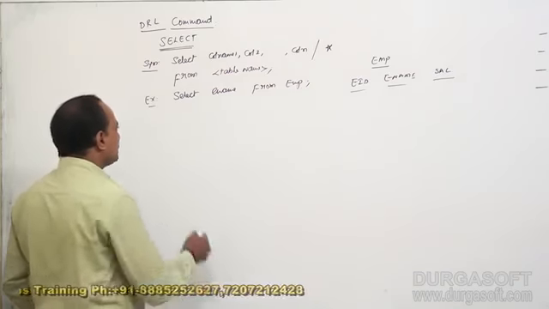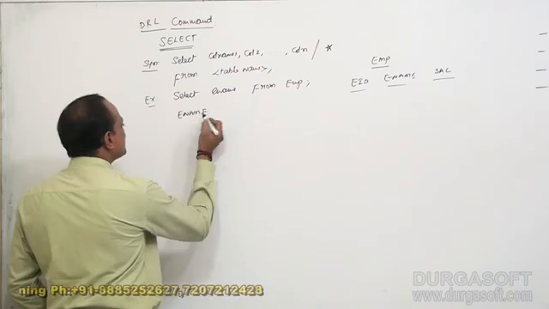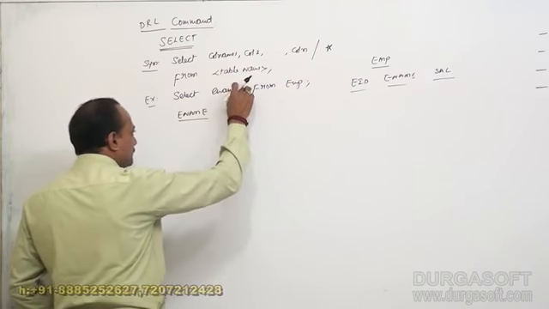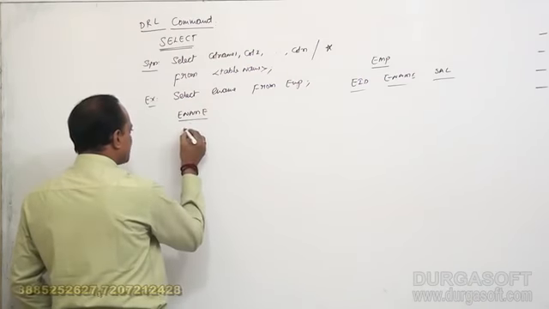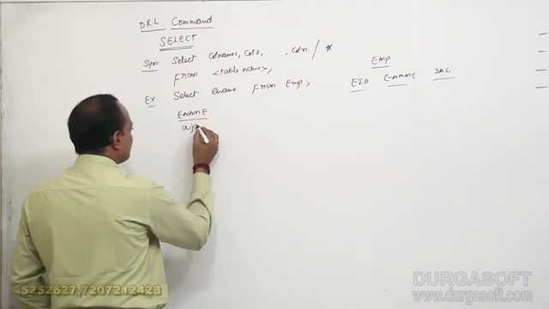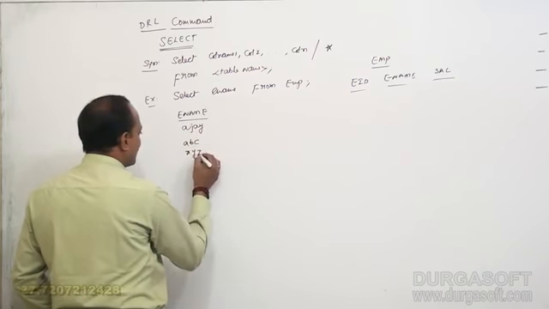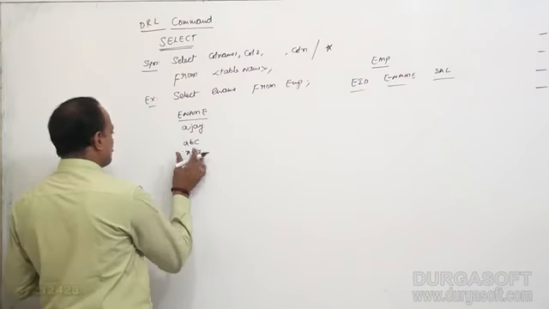So the output will display like this. E-name: the column name itself is displayed as the title in the output. The column name itself is known as the title within the output. So like Ajay, ABC, XYZ, right? So this is the sample output.